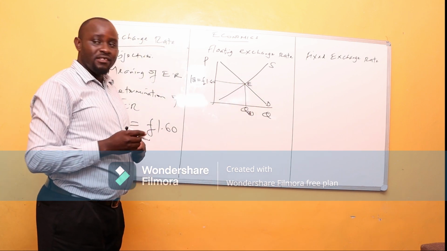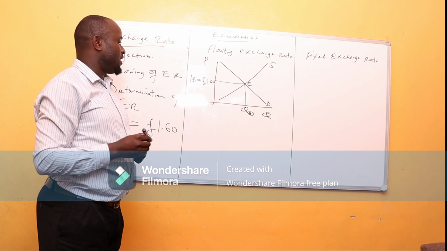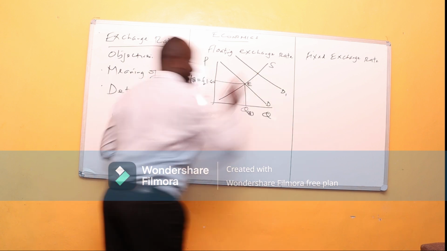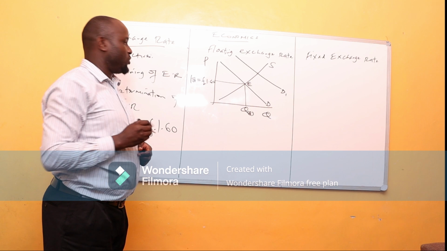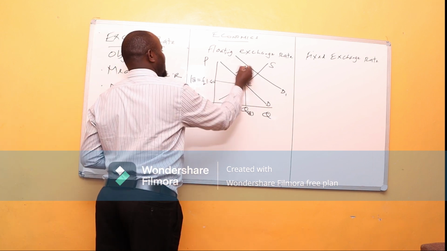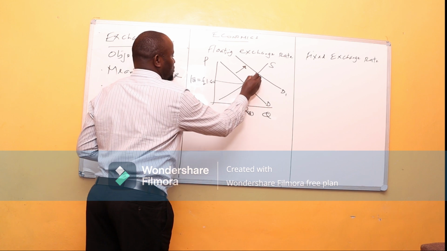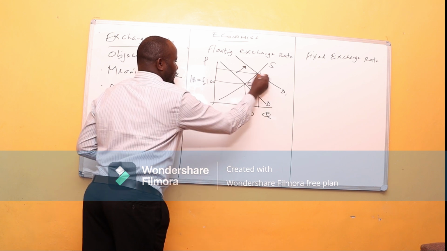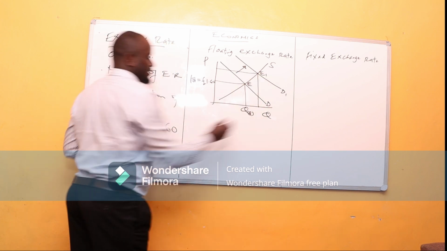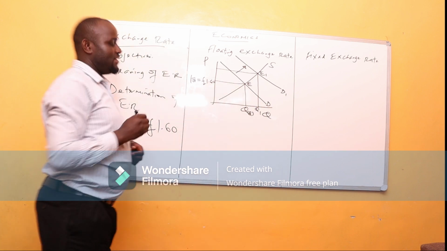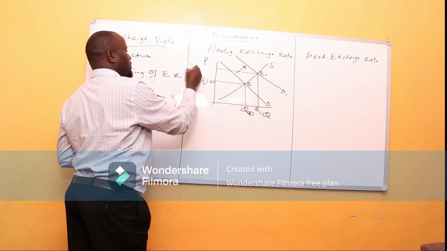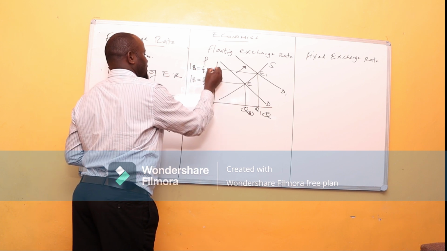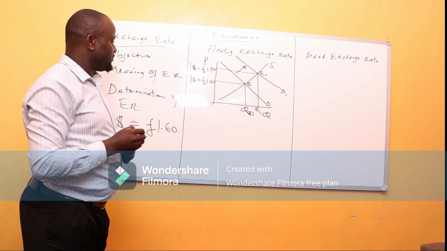An increase in the demand for the dollar will shift the demand curve outward to D1 as shown. That shift outward will lead to a new exchange rate. Look at that, guys. Equilibrium E1, quantity Q1, and a new exchange rate, let's say a dollar is equivalent to 1.70 pounds.